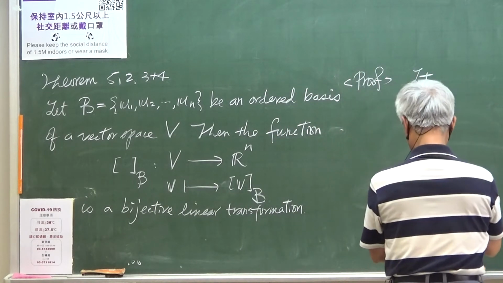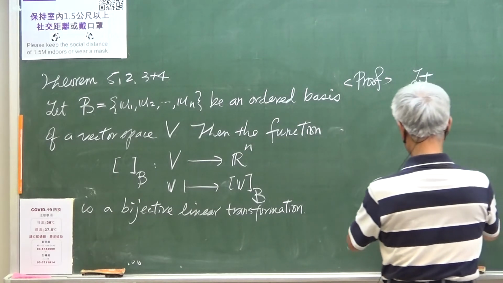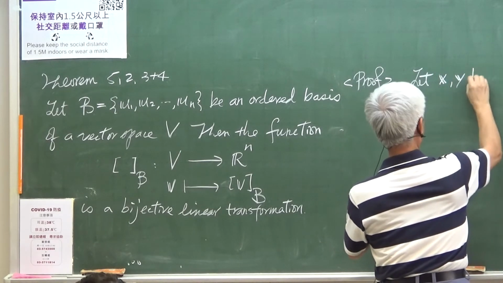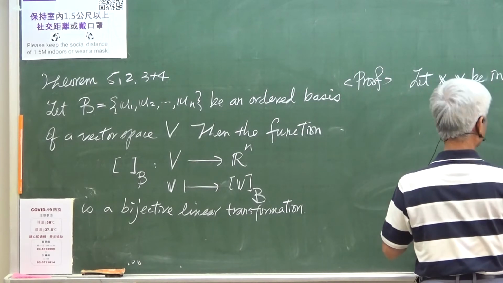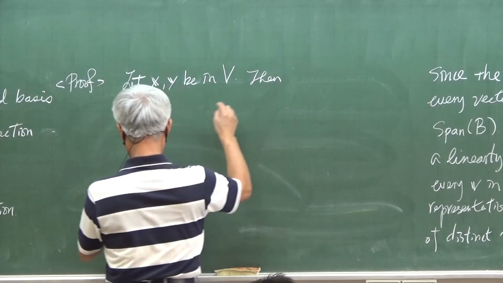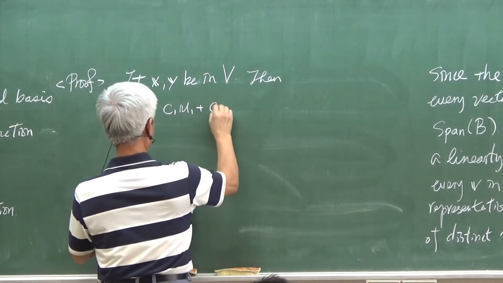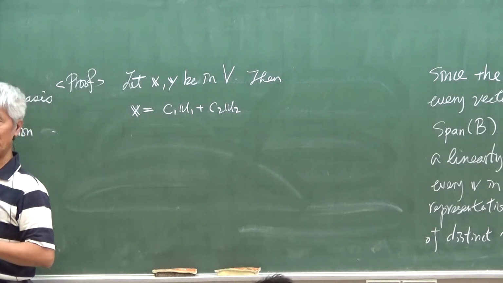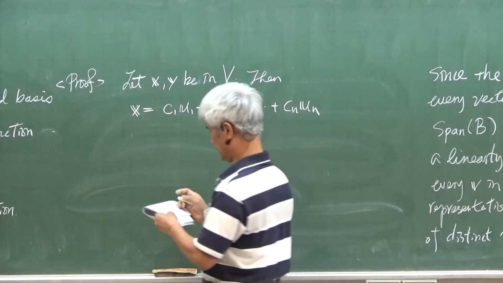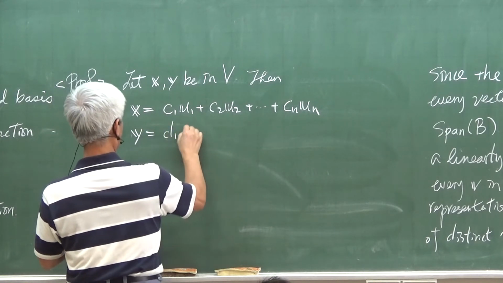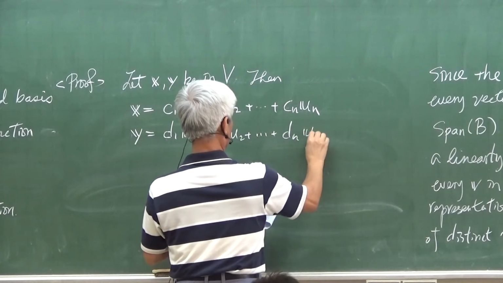Okay, so first of all, I would like to show that it's a linear transformation. So take x, y in the vector space. Then x has a unique representation as a linear combination of the basis vectors u1, u2, up to un, with coefficients c1, c2 up to cn, and y can be written as d1 u1 plus d2 u2 plus up to dn un.